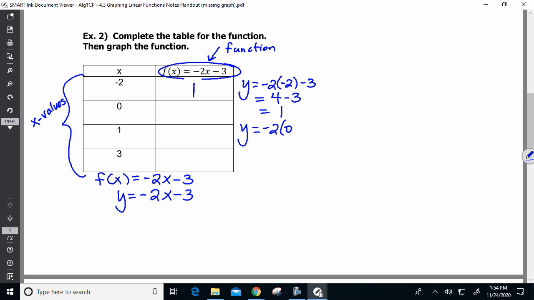Do the same thing with 0. What do we get? Negative 3. Negative 2 times 0 is 0. 0 minus 3, negative 3.